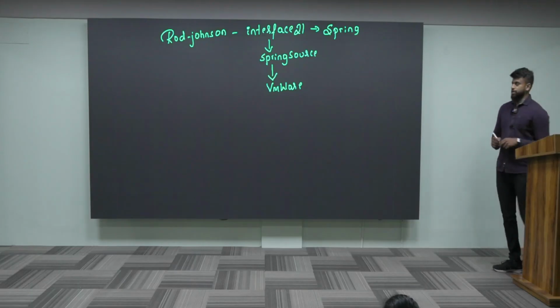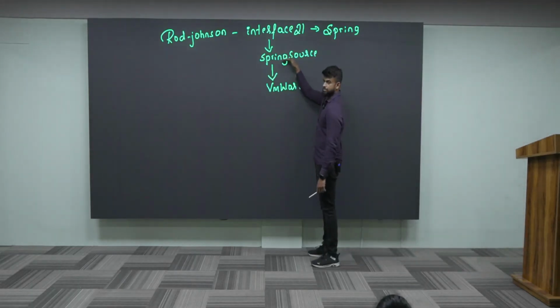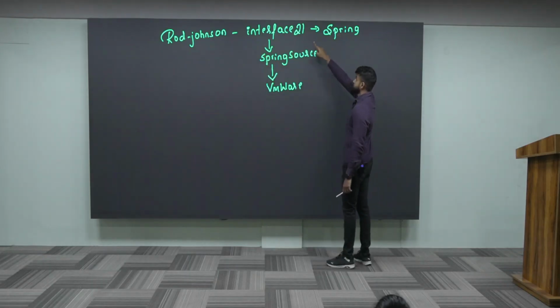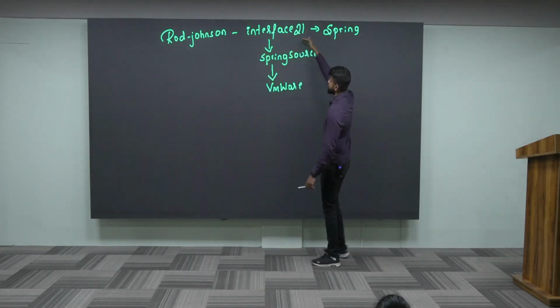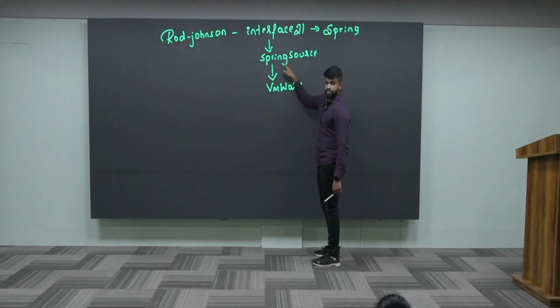And now what is this VMware? So this VMware actually took this company. What is the name of the company? Spring Source. Interface 21 was the name of the company. Rod Johnson was working there. He released Spring when he was in Interface 21. The name of the company got changed to Spring Source. What VMware did is acquire this company. So VMware, under that there is a child company which is Spring Source.